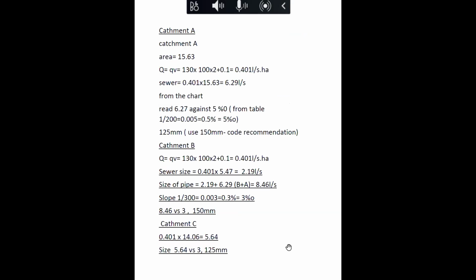For catchment B, stay with me. This is the same thing. For the sewer, you multiply by this, you get this. But the resulting aggregated flow will now be the one you got for A plus the one for B, that will give you 8.46. So considering the slope of catchment B, which is 3%, or 3 per mil, you now read it off against this. The answer will give a 150 mm pipe.